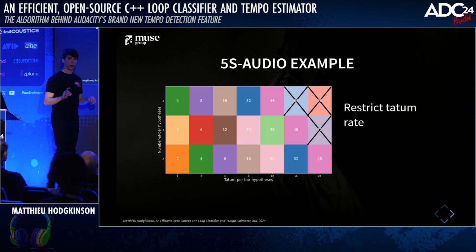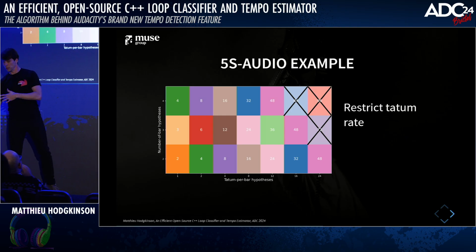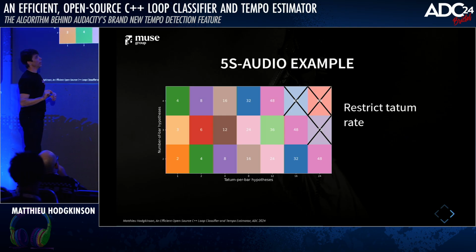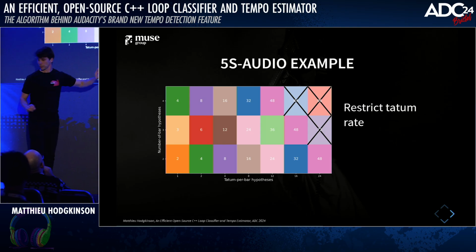There is one more thing we can do to reduce even more the number of hypotheses that we try, which means less risk of false positives, which is to consider the resulting tatum rate itself.